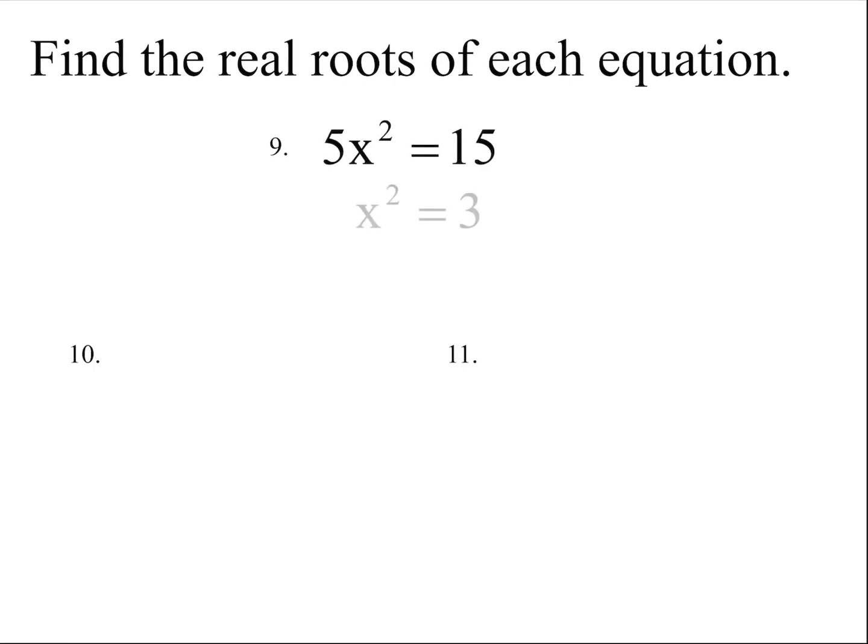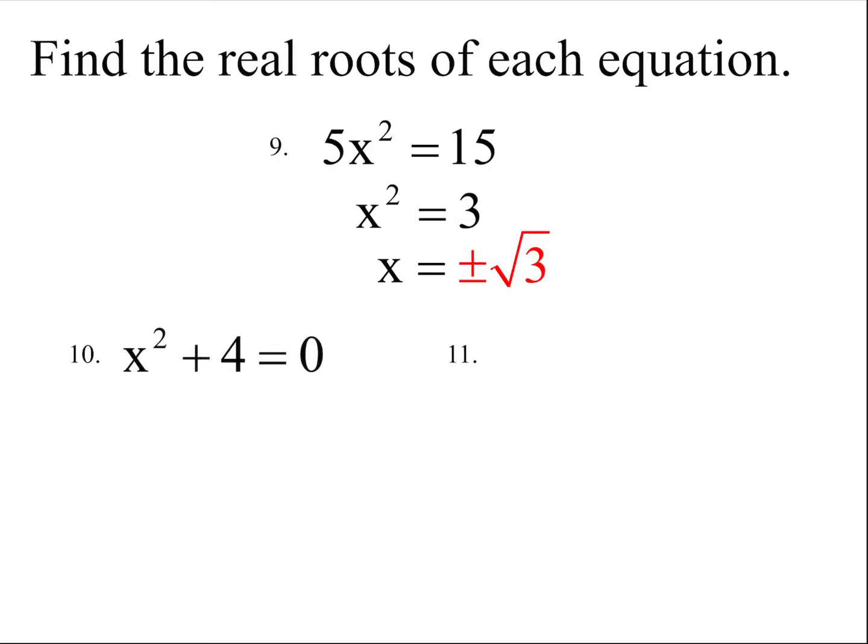Okay, so this leads us to find the real roots of each of these equations. If we look at 5 times x squared is equal to 15, we know that x squared is equal to 3, because we divide both sides by 5. Then if I take the square root, I get plus or minus the square root of 3.